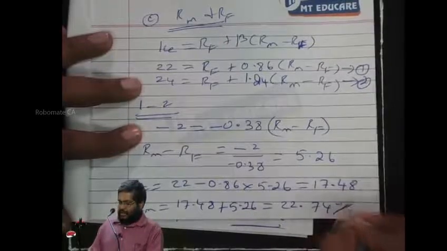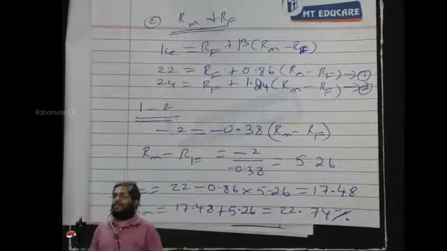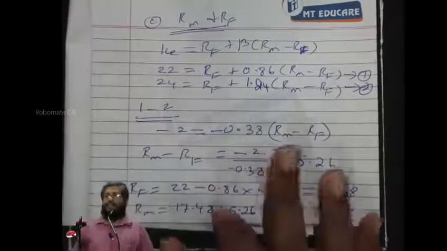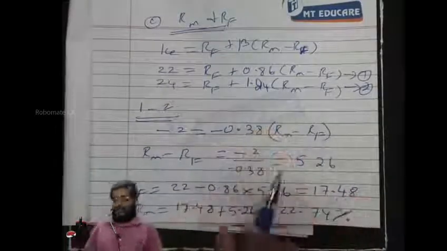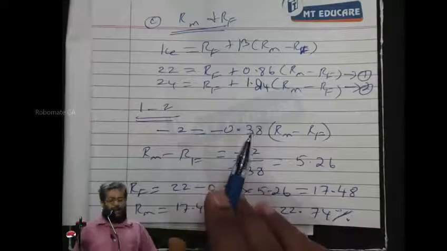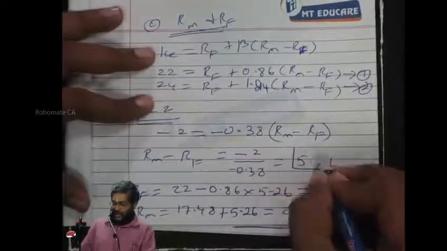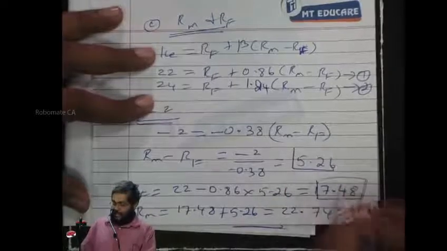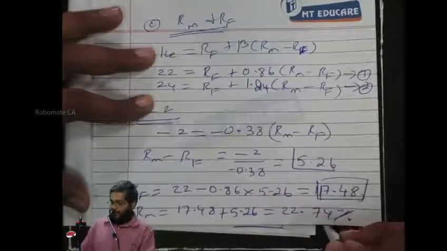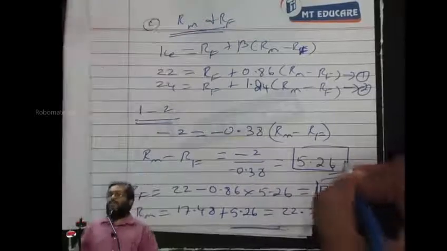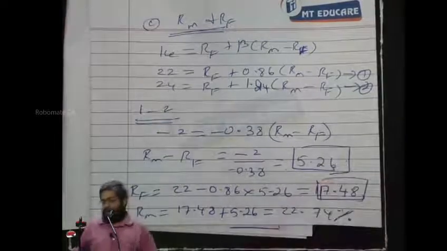The return on market portfolio is 22.74%. Now we have found out RM as well as RF. RF is 17.48 and RM is 22.74. So the market risk premium is 5.26. Write down.